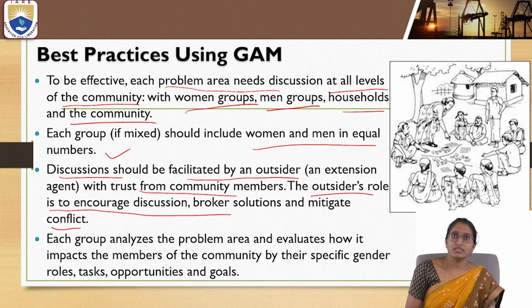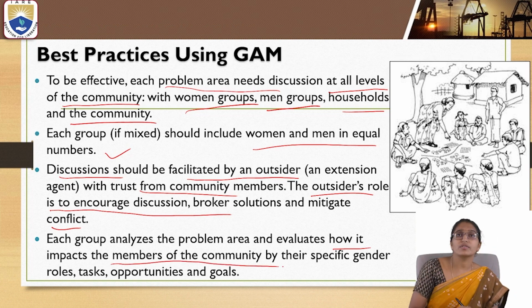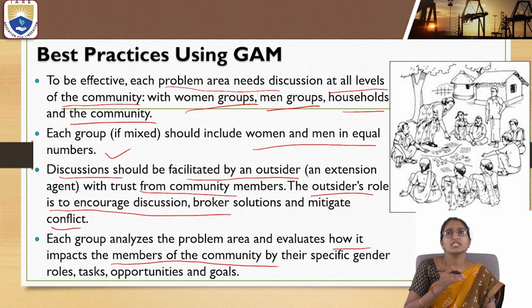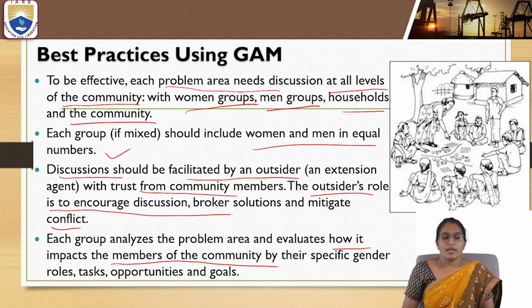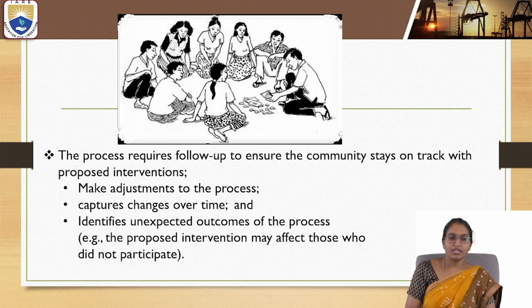Each group analyzes the problem area and evaluates how it impacts the membership of the community by specific gender roles, tasks, opportunities, goals. So, with respect to each thing, like how gender roles are able to perform the given task, and how the opportunities are given for both genders, and what are the goals of each gender with respect to the given property.